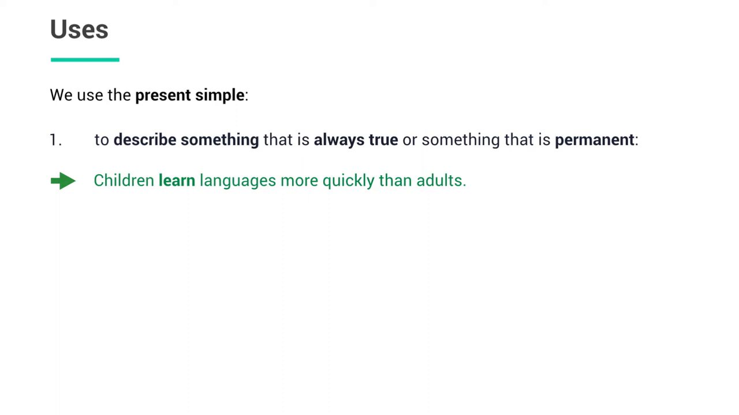Let me give you another example. Hanan lives in Muttra. If you have been following this course from the beginning, I'm sure you know who Hanan is. She lives in Muttra and that is the reality. So we need to use the present simple in this case as well.